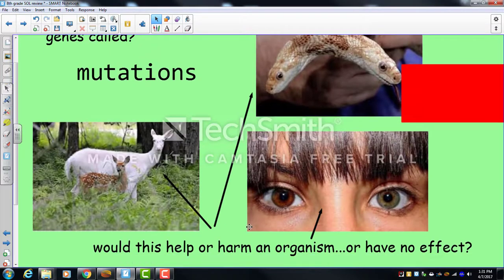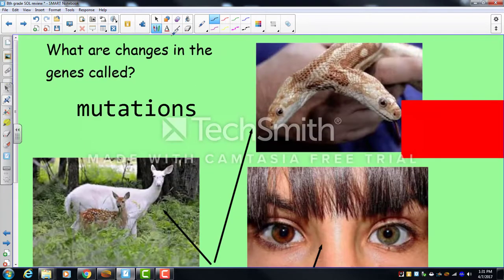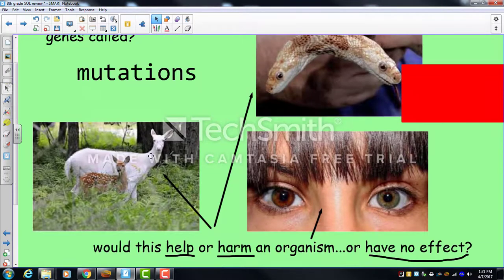Now, some mutations can be helpful, okay? And that's kind of how evolution has occurred. Some are harmful, and some are completely neutral. They have no effect. Now, for example, here is an albino deer, which is a mutation. Now, think about that. Would that be helpful, harmful, or no effect or unaffected?